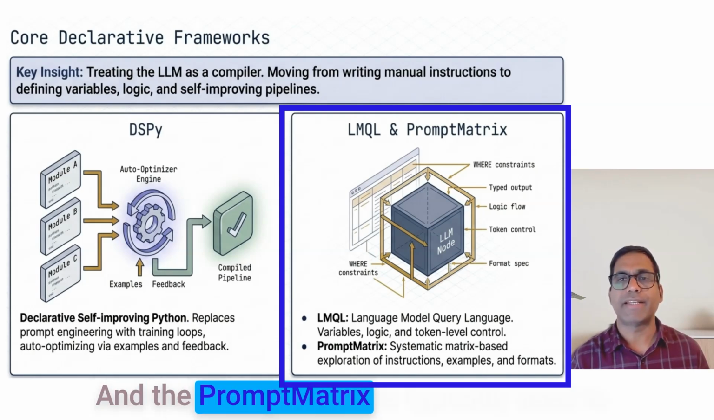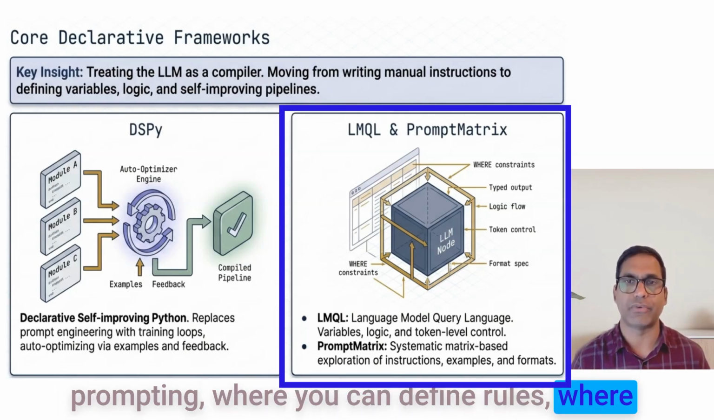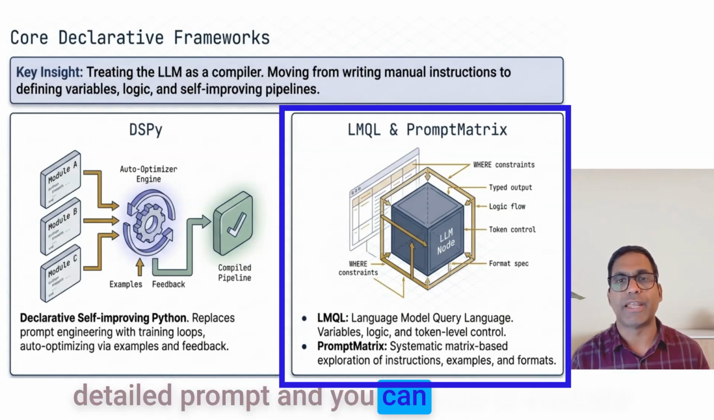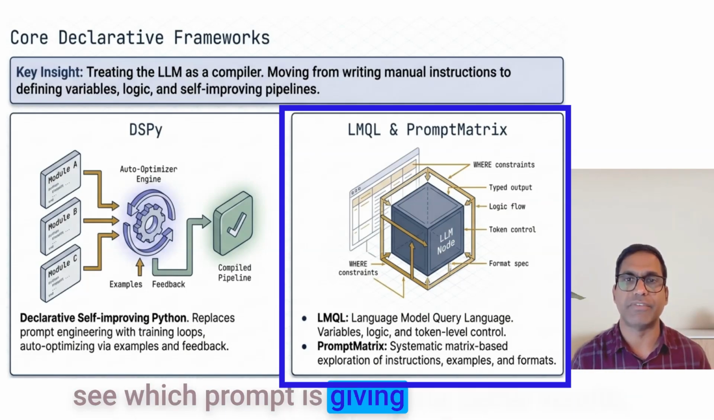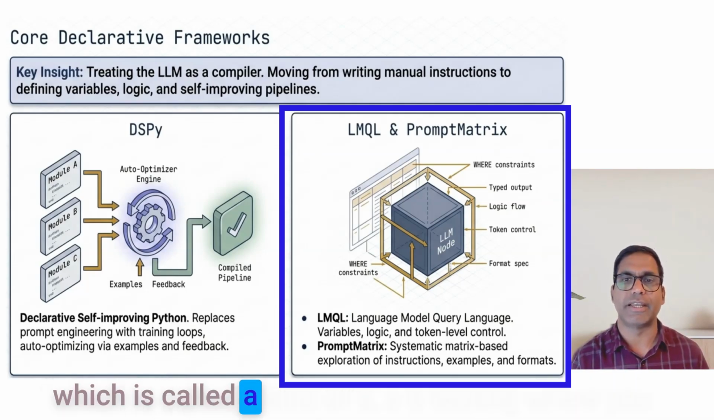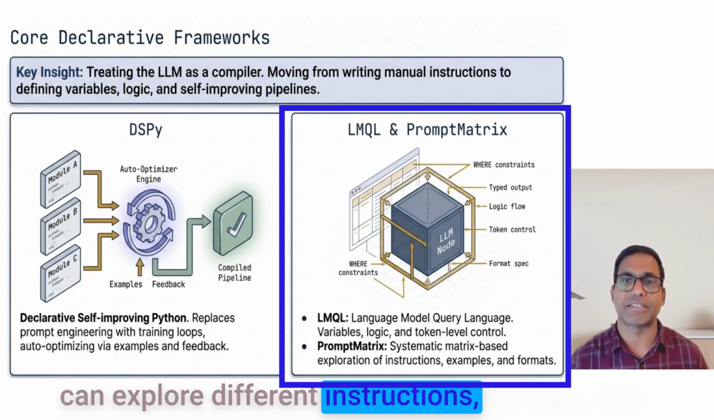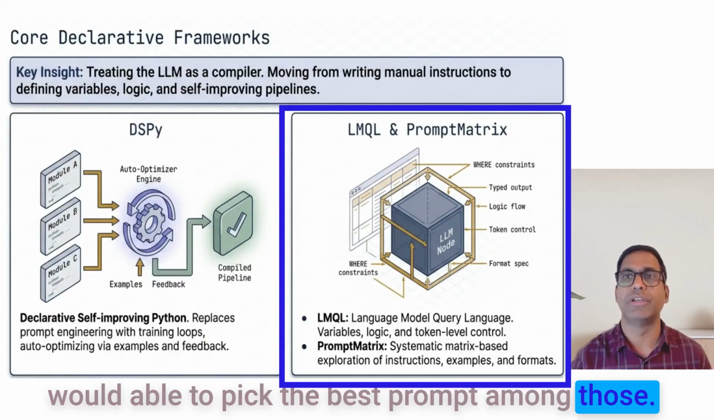And the Prompt Matrix is typically used to evaluate different types of prompting, where you can define roles, where you can define a simple prompt versus a detailed prompt, and you are able to evaluate those different types of prompts and see which prompt is giving better results, which is a kind of A/B testing, where you can explore different instructions, formats, and examples, and the matrix is able to provide the evaluation of each of those prompts, and you are able to pick the best prompt among those.